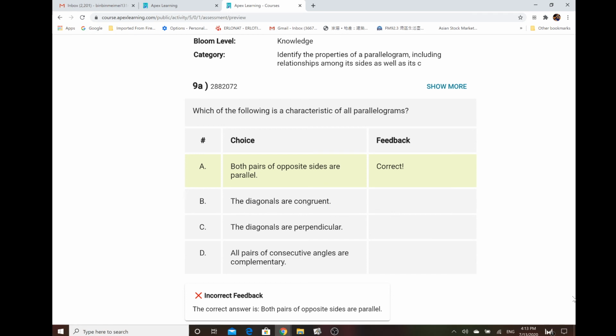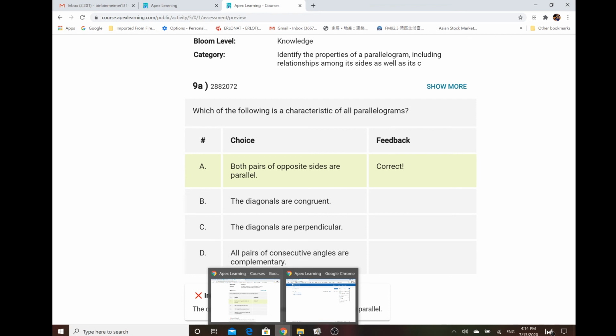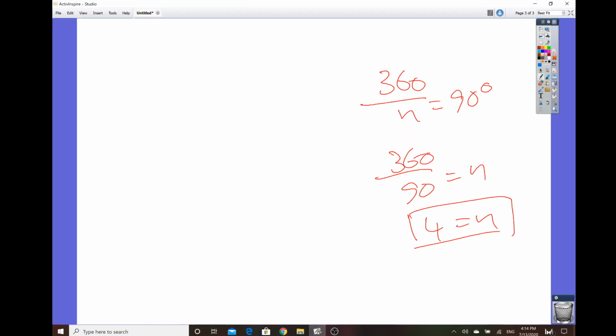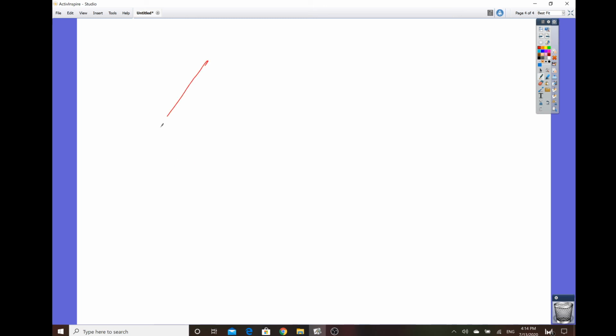And which of the following is the characteristic of a parallelogram? The special feature about a parallelogram is that both pairs of opposite sides are parallel. Okay, let's go through that once again. Let's say we have a parallelogram. The opposite sides are always congruent, and they're also parallel. And the opposite angles must be congruent as well.